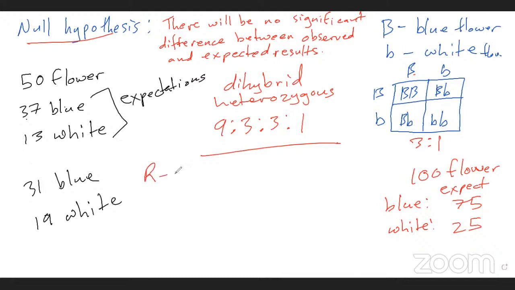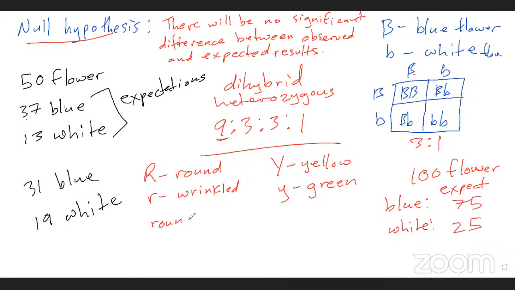So big R is round, small r is wrinkled. All right, that is in terms of the shape. In terms of the color, big Y is for yellow and small y is for green. So in terms of the phenotype, nine of them would be round and yellow. Round and yellow, it would be 9.